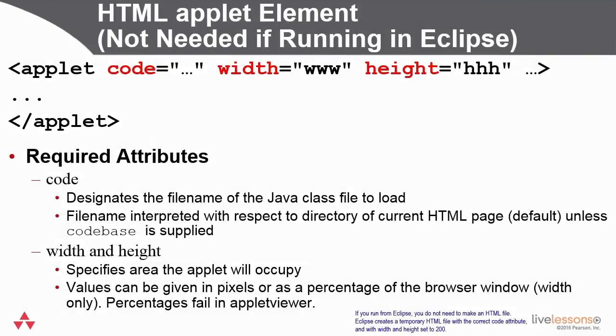So for real-life applets, you need an HTML file. When this file is loaded in a browser, the applet is invoked automatically. So you make an applet tag inside the body of the HTML, and you have three required attributes. Code refers to the .class file of the Java that you created. Width and height are in pixels.